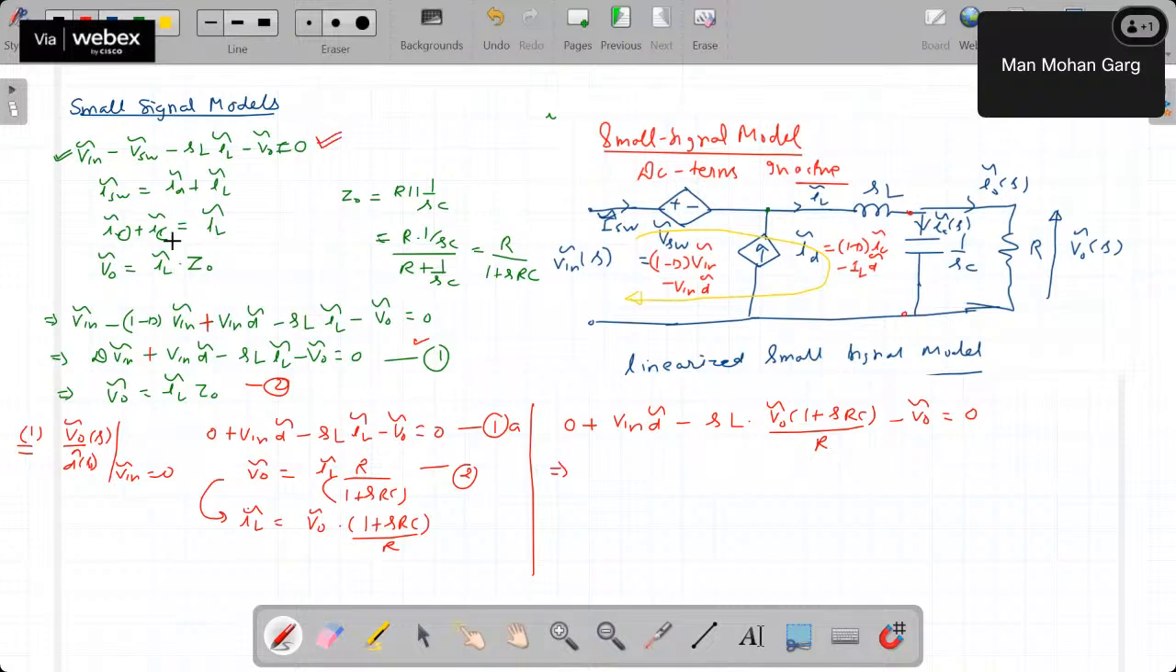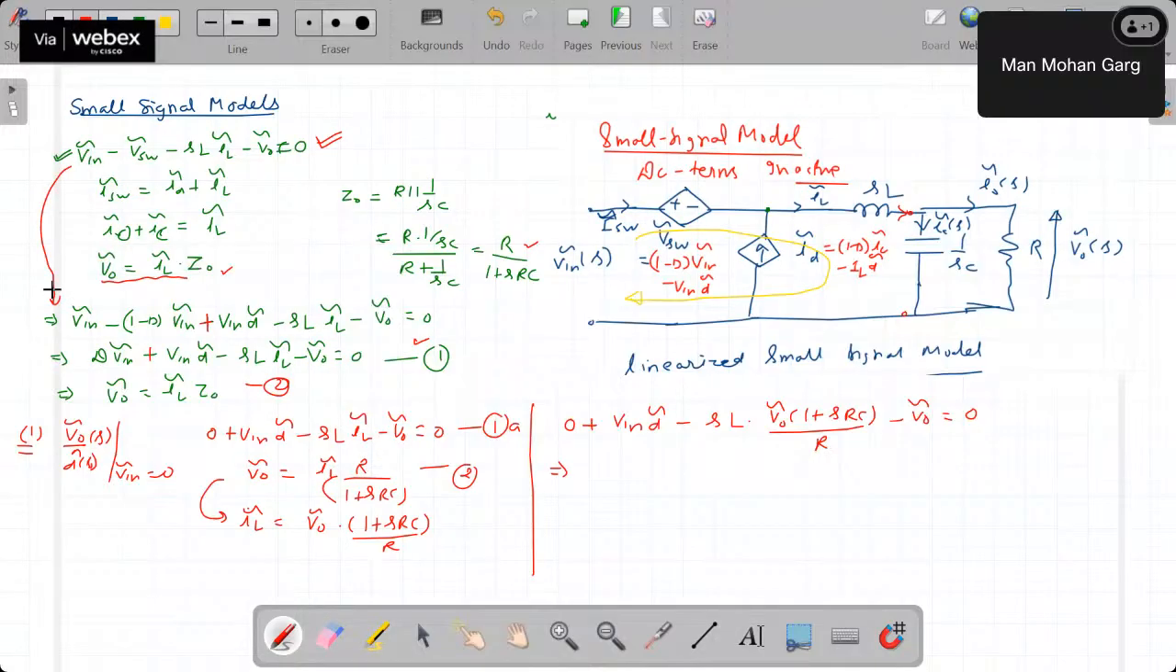Now the next equation is that important equation: V naught equal to IL into Z naught. Let's say this current is coming from here, IL, and this entire impedance is Z naught. If I multiply IL into Z naught, then I will get V naught. This equation is clear. Now what is Z naught? Z naught is R in parallel with 1 upon SC. Both C and R are in parallel, so R into 1 upon SC divided by R plus 1 upon SC, we get this. This is Z naught.